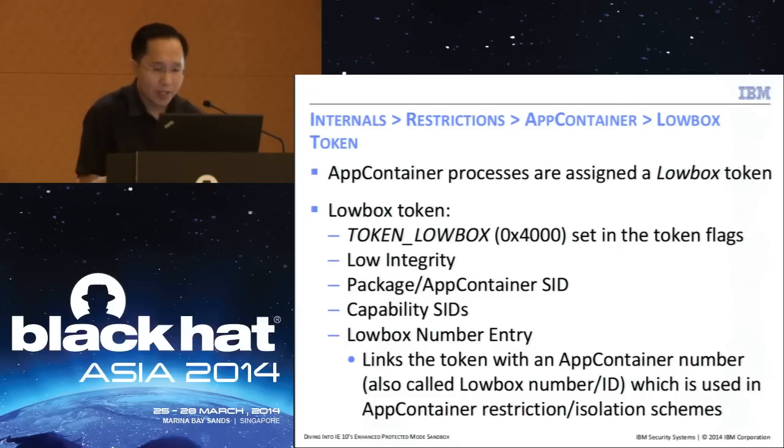Another important field in the lowbox token is the lowbox number entry field. It links the token to what is called an app container number or a lowbox ID. You can think of a lowbox ID as IDs assigned to app containers, and this ID is used in various isolation and restriction schemes that I will discuss later.